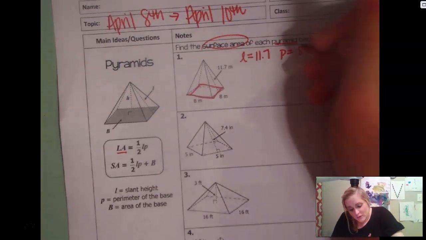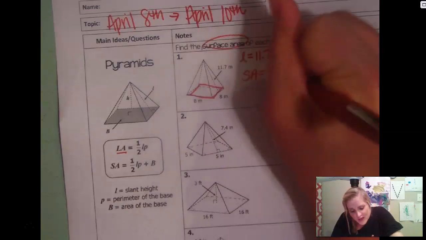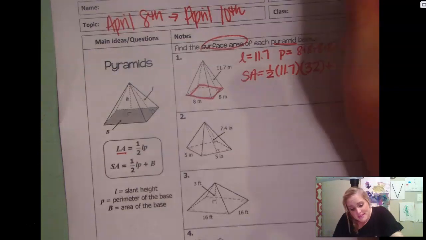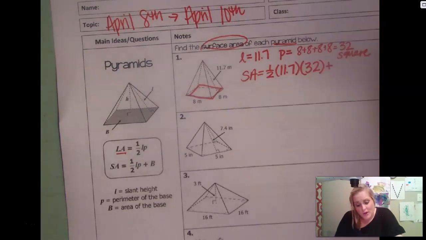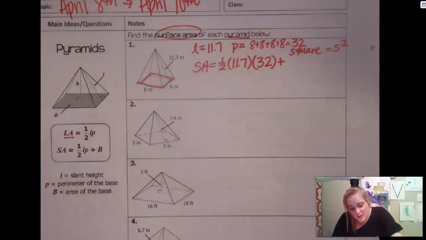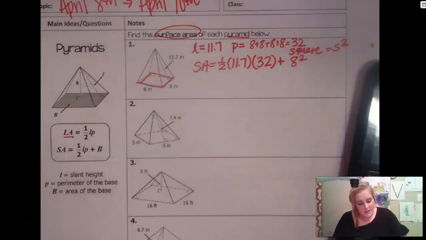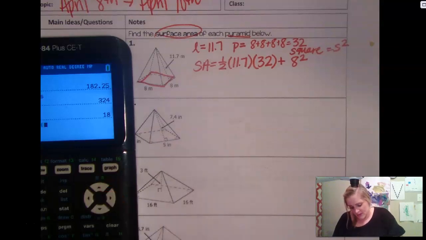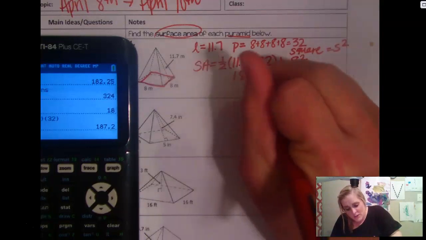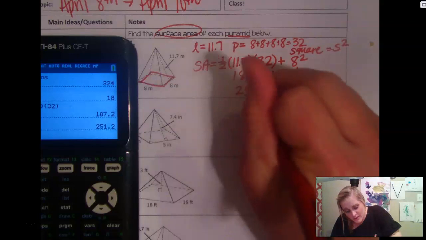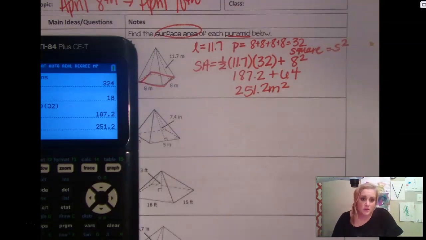Then I am going to find the surface area. The surface area is half times 11.7 times the perimeter, which is 32, plus the area of the base. The area of the base is a square. To find the area of a square, you're going to take side squared, which is 8 squared. Okay, so if I do this math, I'm going to enter 1/2 times 11.7 times 32. That gives me 187.2 plus 64. That gives me 251.2 meters squared. Again, we are dealing with area, so squared.